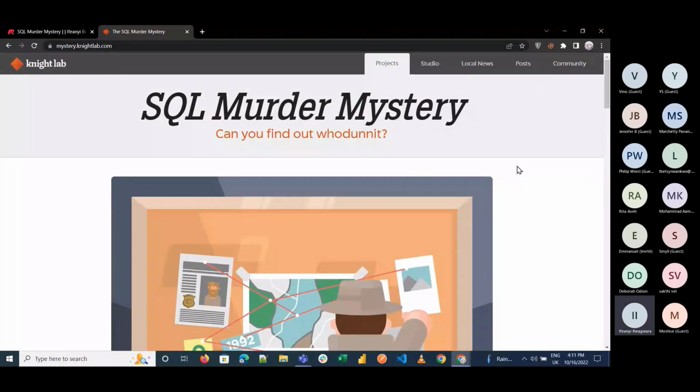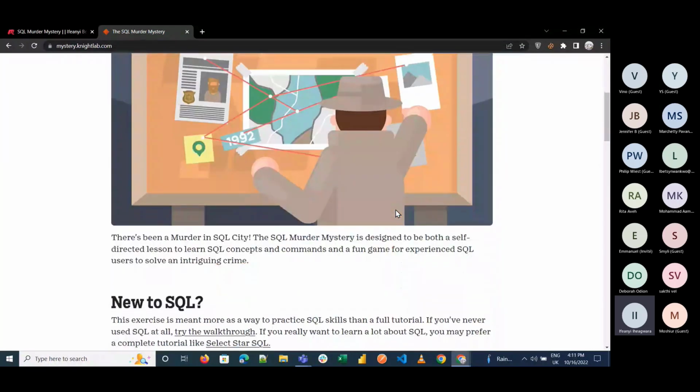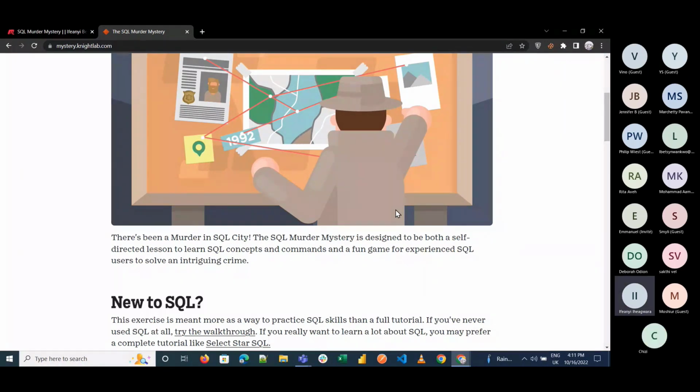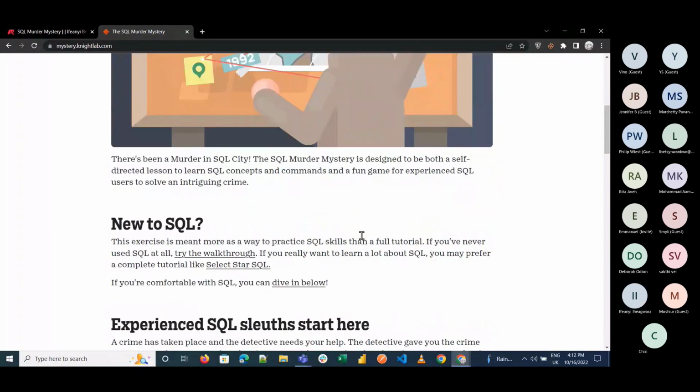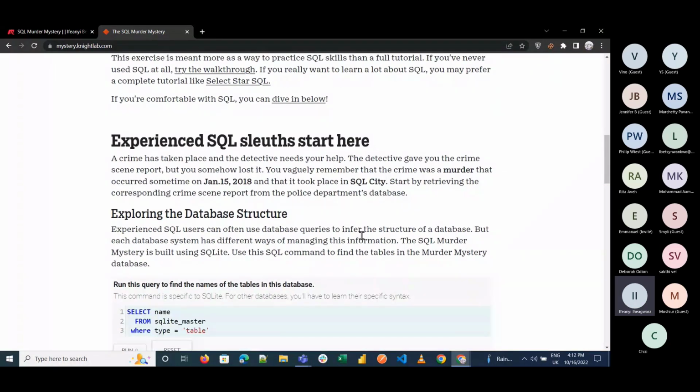Yeah, okay. So I was saying that the game is about SQL Murder Mystery. It's a game on SQL, and it's about a murder that happened in SQL City. The game is designed for both beginners and intermediates in SQL. You use SQL concepts and commands to solve an interesting murder that happened in the game. So we're just going to dive right into the game in this session.